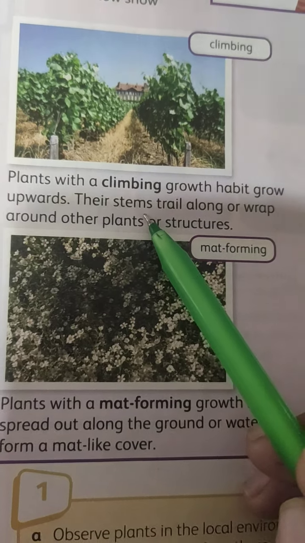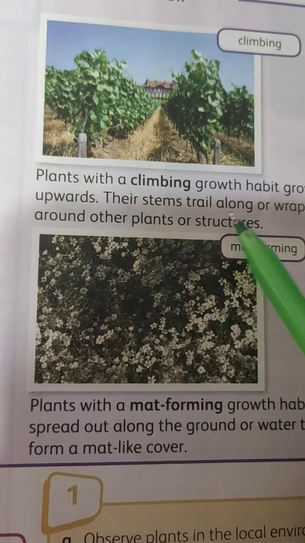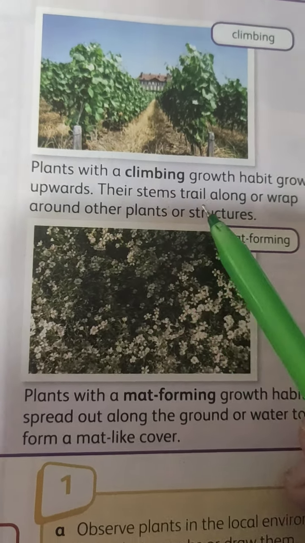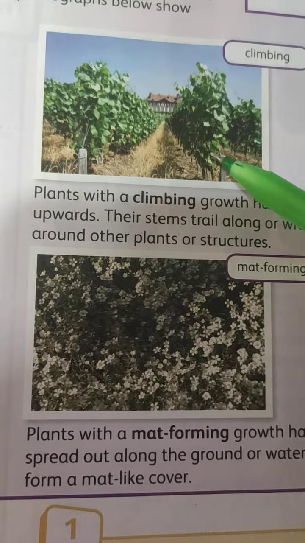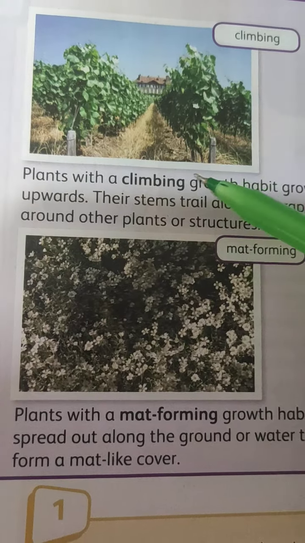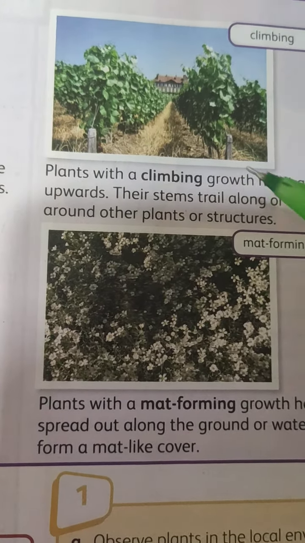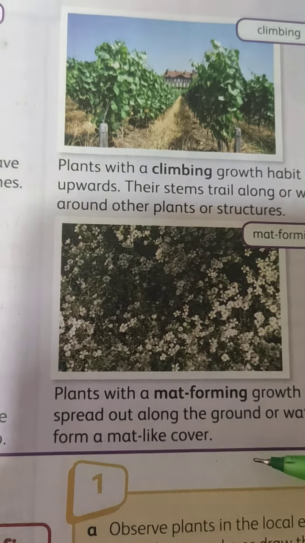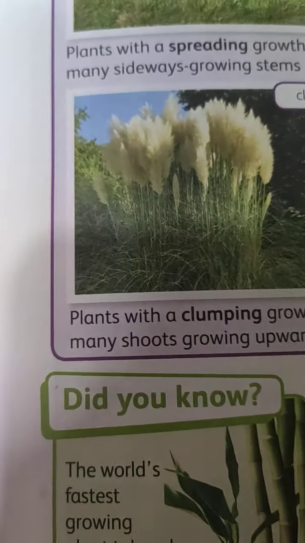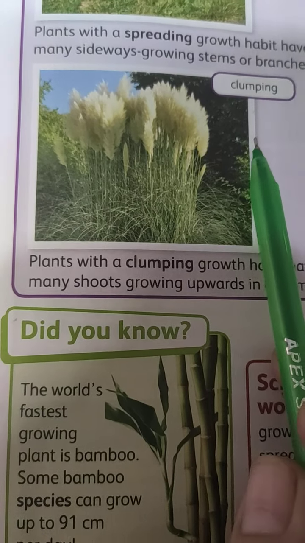In this case, their stems trail along or wrap around other plants. इसमें क्या होगा, जो क्लाइंबिंग करने वाला प्लांट है वो दूसरे प्लांट के ऊपर से होते हुए आगे की तरफ बढ़ेगा. Fine. So this is climbing. Next, come to clumping. Now what is clumping?